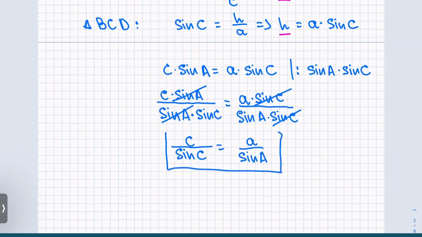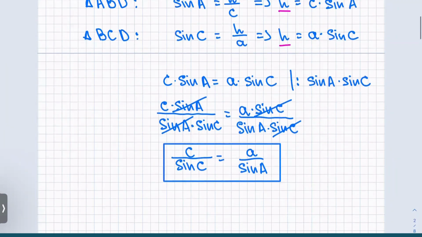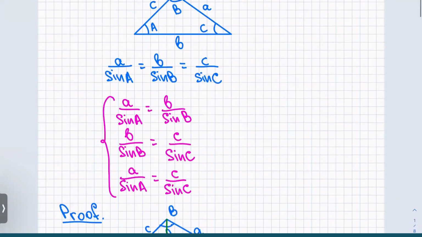Very good, dear students. So let's see which equality we got. We got c over sine C is equal to a over sine A. So we got this third equality. So we verified it. Very good, dear students.